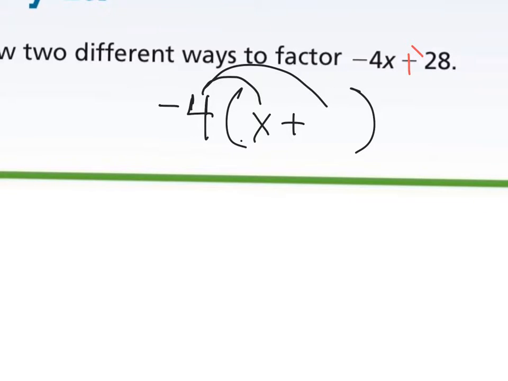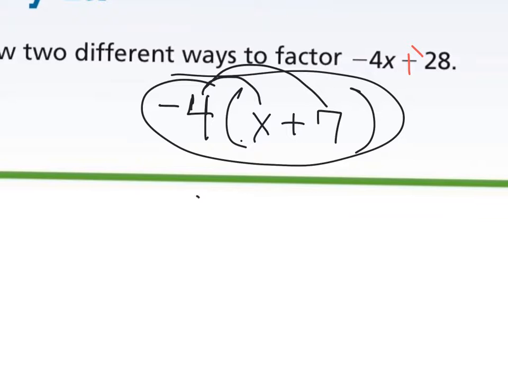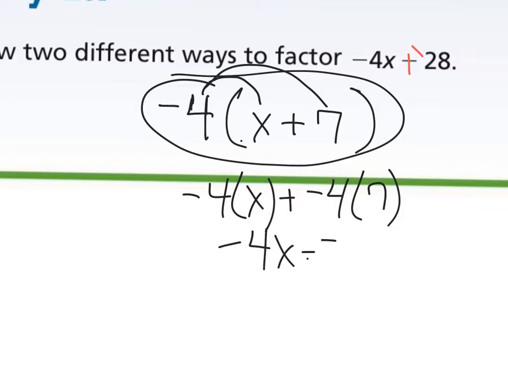So negative 4 times what to get negative 28? And that would be negative 4 times 7. Again, if you want to check yourself, you can actually distribute and work this out, and you should get what you started with. If not, you made a mistake. Okay, so this right here would be our answer.